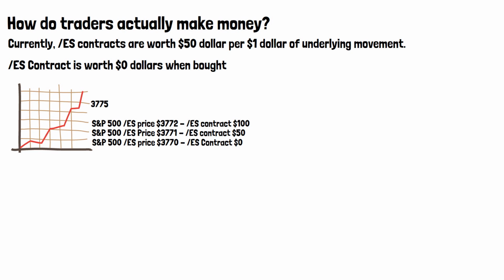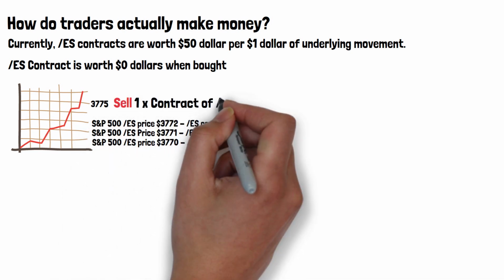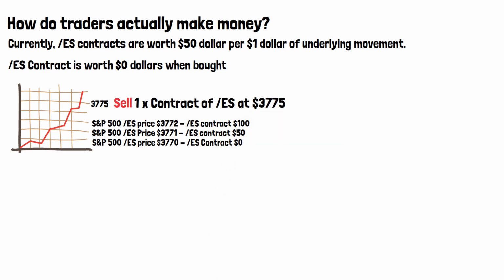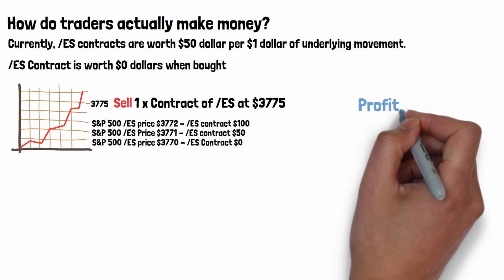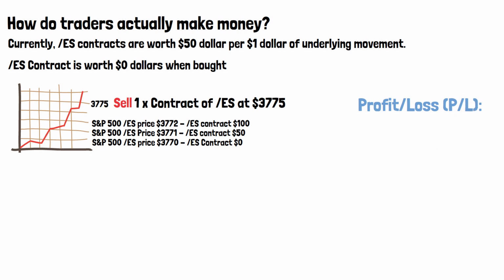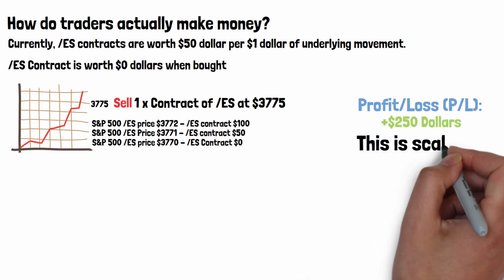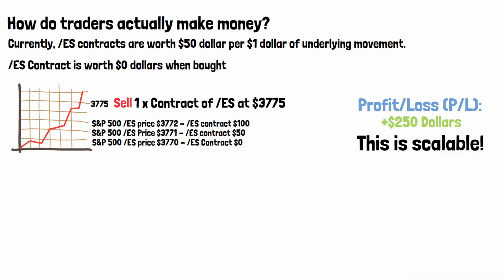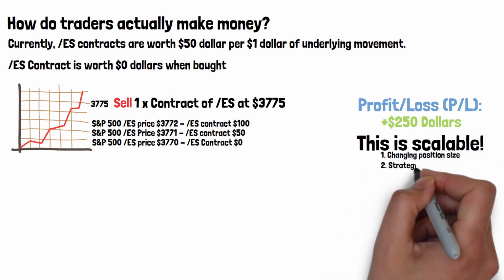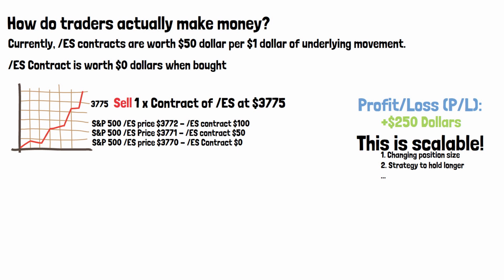So let's say we sell the contract when the S&P 500 reaches $3,775. So since the S&P 500 has moved $5, that would make our contract worth $250 at the time that we sell it. That would make our profit/loss, or our P&L, $250. The best thing about this is that it's scalable. Whether that's changing your position size or having a strategy that helps you hold longer, there are a lot of ways to make more as your account size grows.